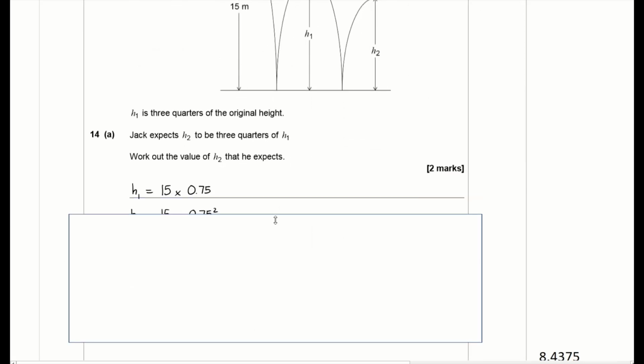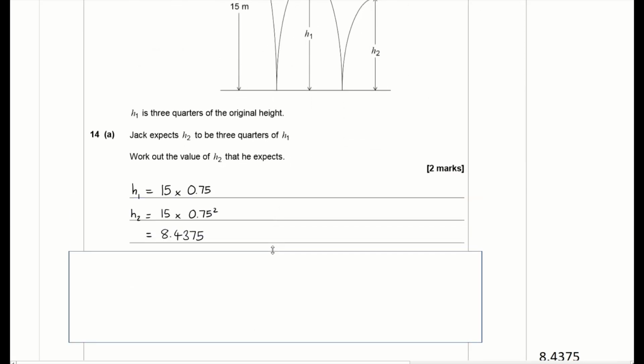So effectively, you are taking 15 and multiplying it by 3/4 times 3/4. 3/4 of course is 0.75, so you've got the option of changing it to a decimal if you want to, but you are effectively squaring it. So the overall answer can be immediately obtained by doing 15 times 0.75 squared. So Jack would expect h2 to be 8.4375.